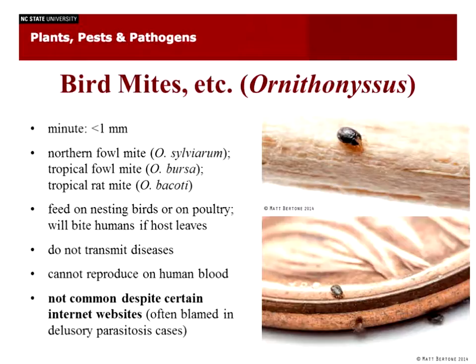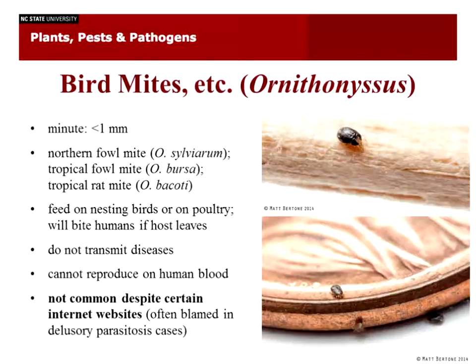Three species in the genus Ornithonyssus can become issues either on poultry or sometimes on humans when there is no poultry available. The northern fowl mite, Ornithonyssus sylviarum, the tropical fowl mite, Ornithonyssus bursa, and the tropical rat mite, Ornithonyssus bacoti, which is on rats and rodents rather than fowl. Now, they do feed on nesting birds or on poultry and will bite humans if the host leaves.